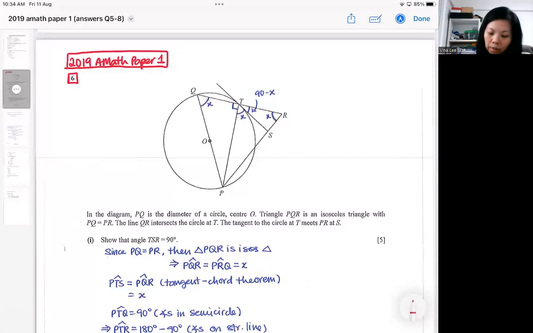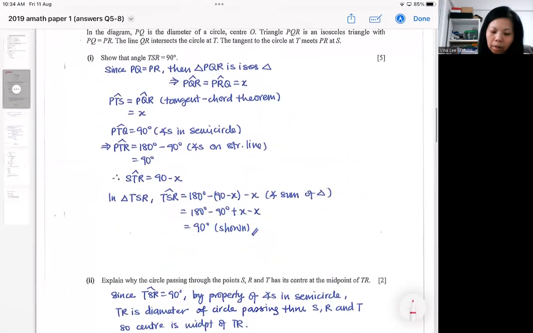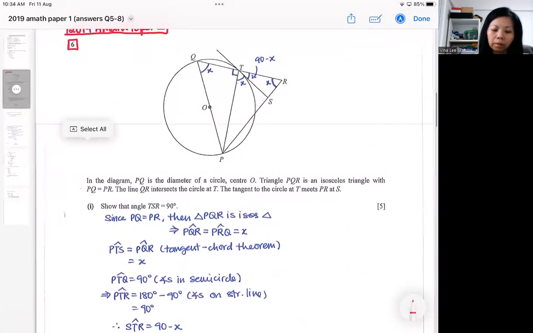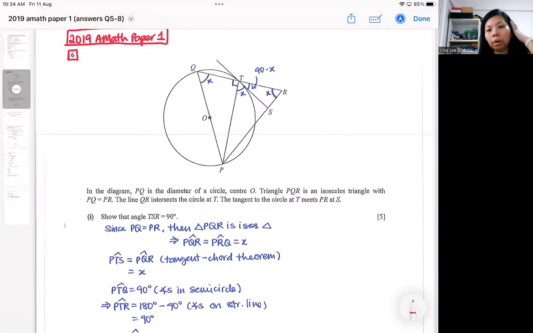Okay, so this one is a plain geometry question. It's quite a simple question. It's not very difficult if you watch out for the information given to you. And the method I'm using again is the algebra method.